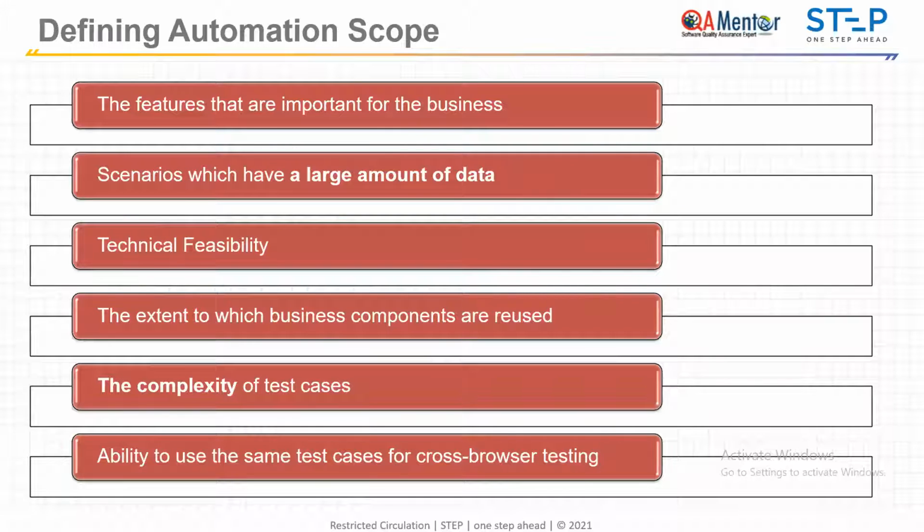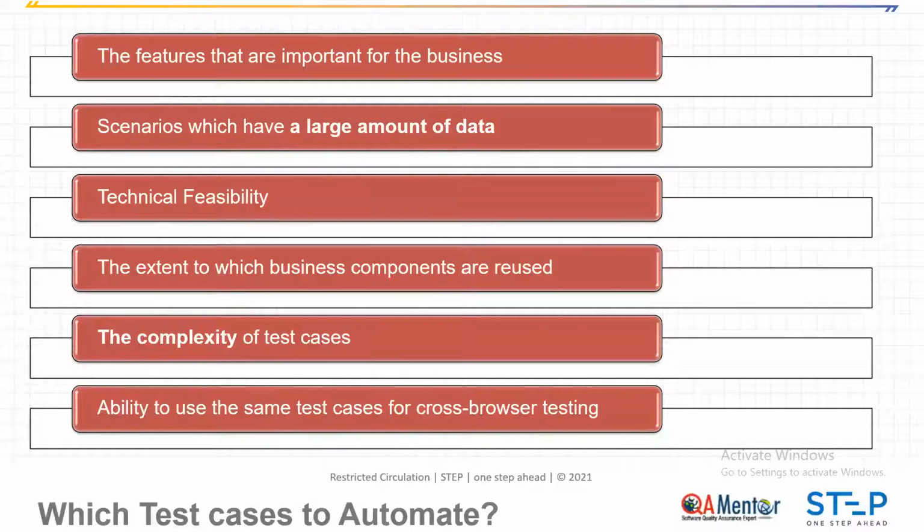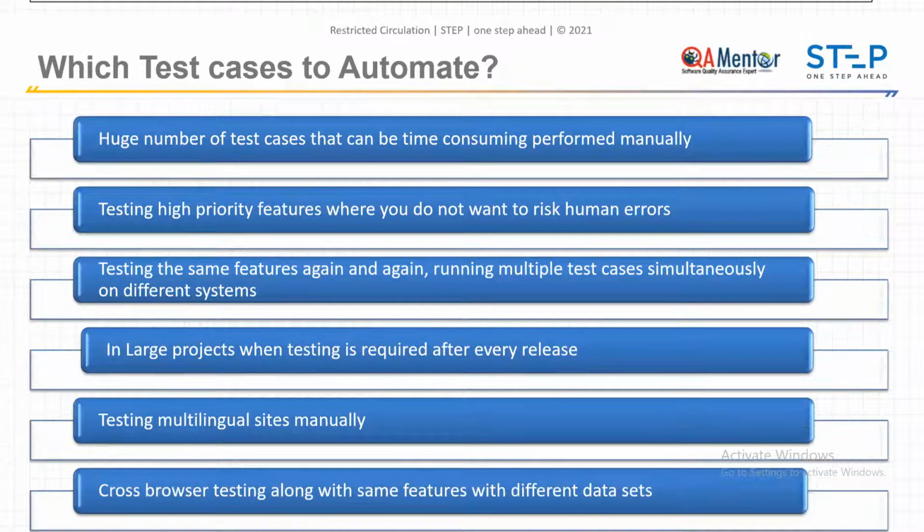And the complexity of the test cases: if test cases are more complex related to business, we should take those first as the automation testing scope, because the complexity of the test cases matters, and we need to take care of the business complexity. So these points are very important for defining the automation scope.